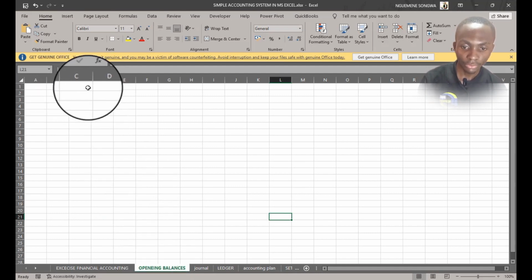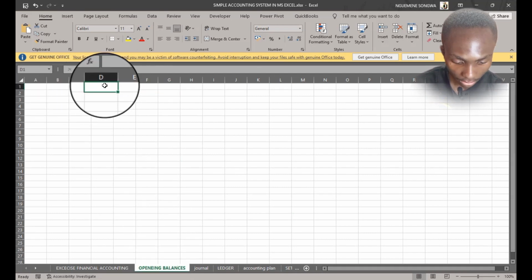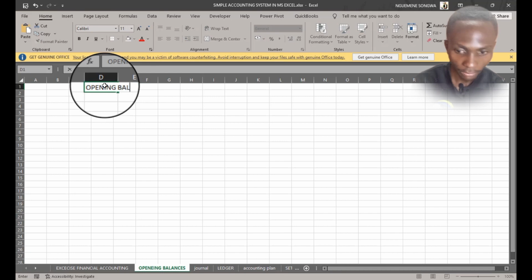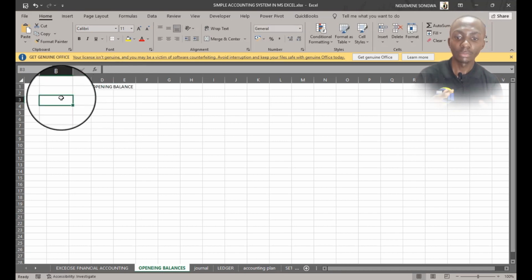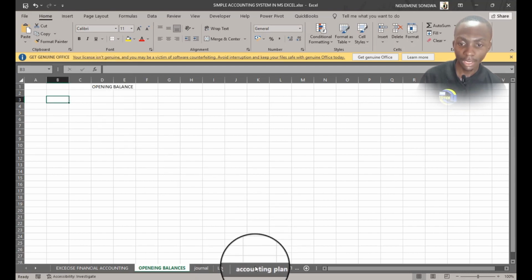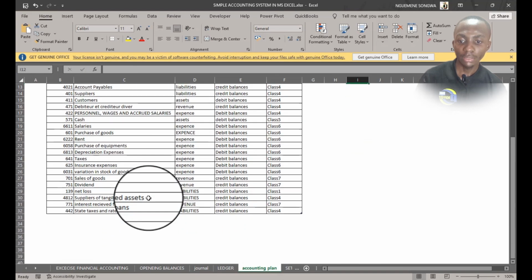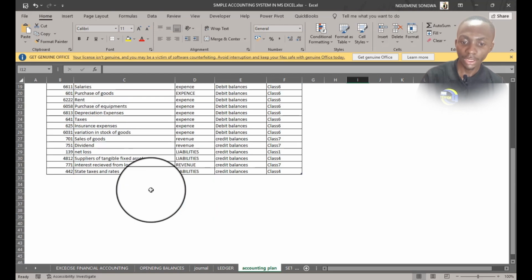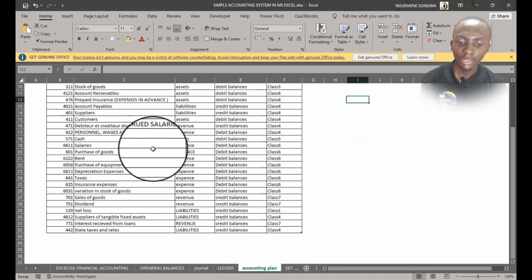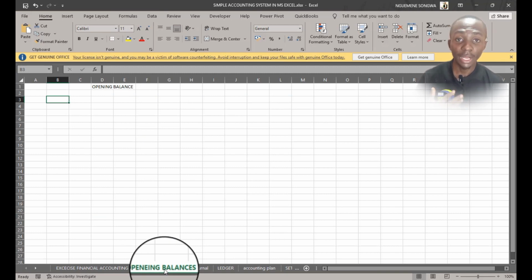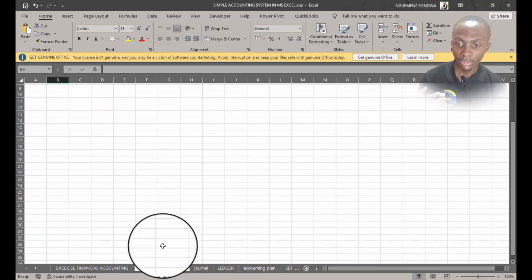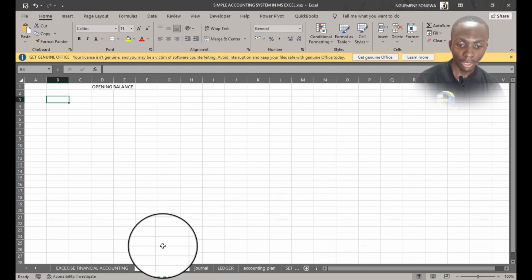So in here, I'm going to arrange the header, opening balance. And here, I'm going to call for the account numbers, or the very same accounting plan here. And I will make it so dynamic that each time an account number is created in the chart of accounts, the opening balance worksheet should be aware of the creation of the account number. So how do I go about it?